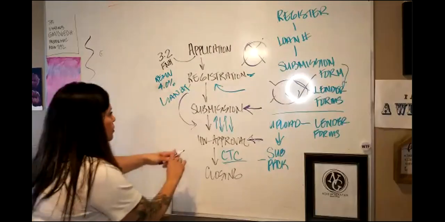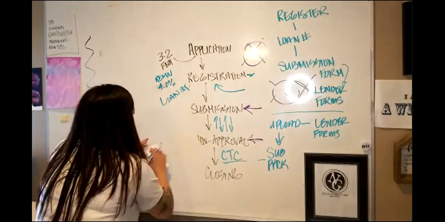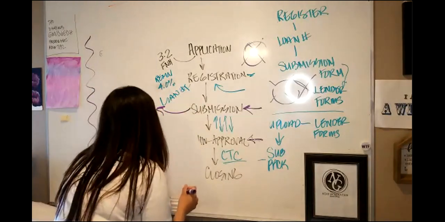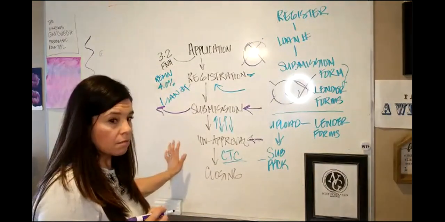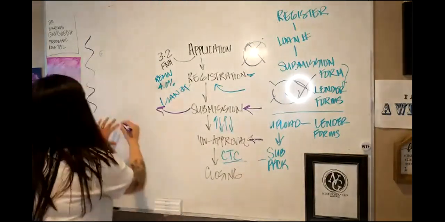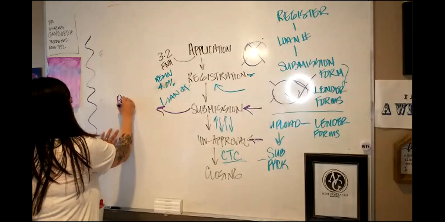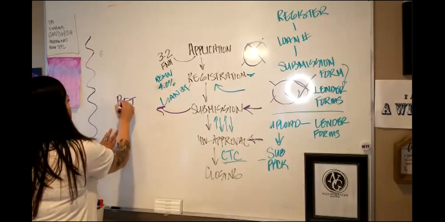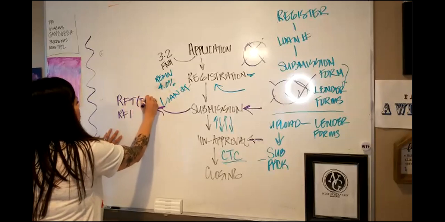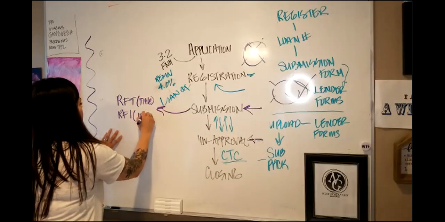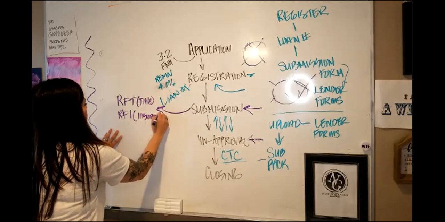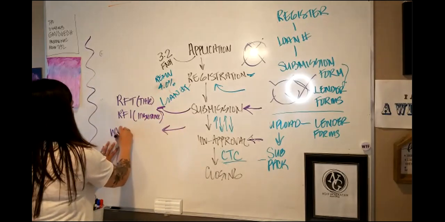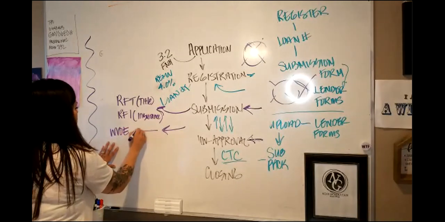Now, you've submitted the loan. Okay, so we're here. In my company, because we use Calyx, we create a couple of forms. We create the RFT, RFI, which is request for title and request for insurance. Okay, we create a written VOE if it's not in the file.